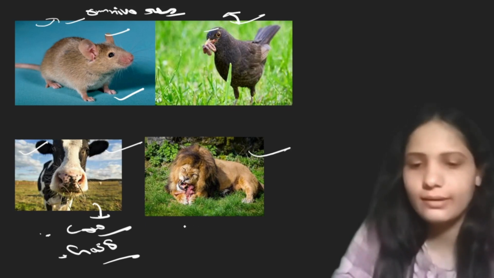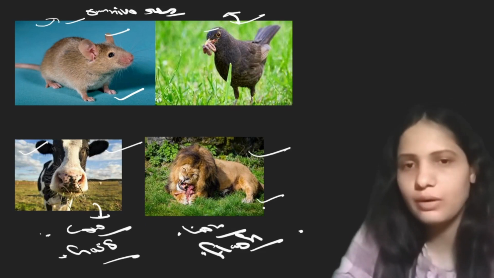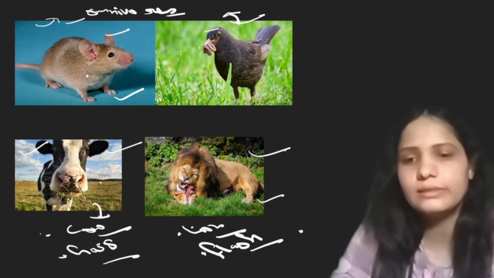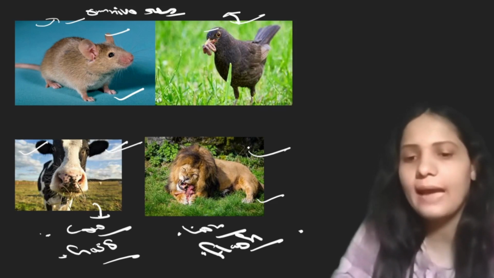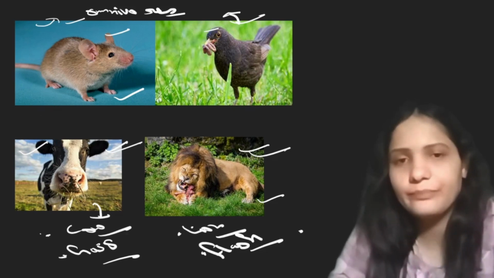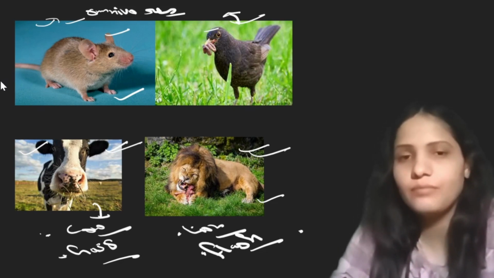Now this lion. Lion eats only flesh. Lion eats only meat of other animals. So they are known as carnivores. So here the mice and crow are omnivores, cattle is a herbivore and lion is a carnivore. These are the examples of consumers.